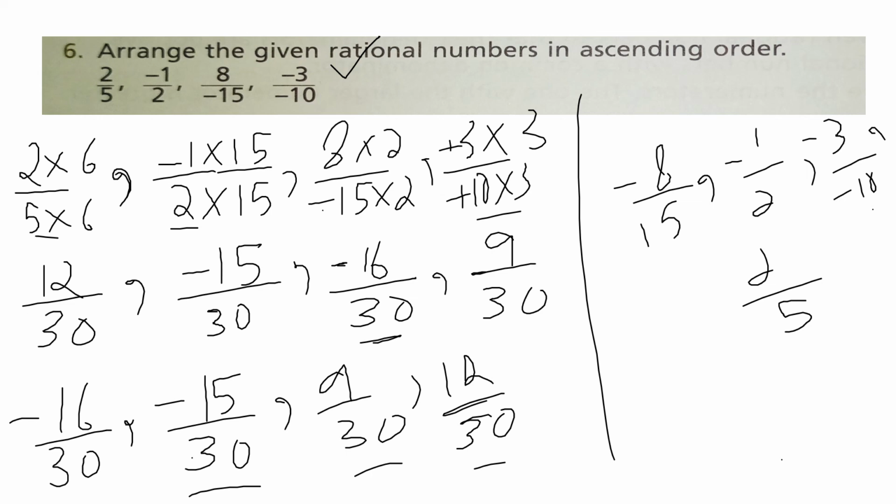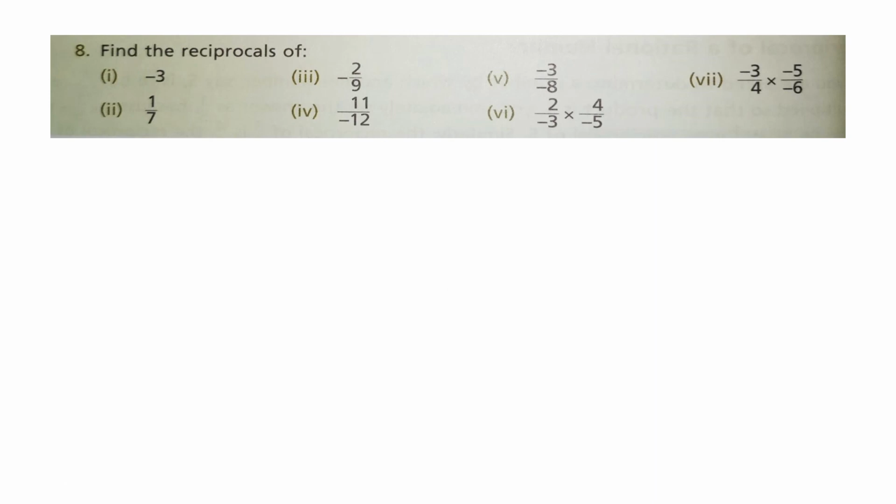Okay, the next question is find the reciprocals of the following. What is a reciprocal? Reciprocal means that you have to reverse or invert the fraction. Means you have to write the denominator in the numerator and the numerator in the denominator. So what will be the reciprocal of minus 3? Here we have nothing in the denominator. It means the denominator is 1. So when you write the reciprocal, it will be 1 by minus 3. Or you can write minus 1 by 3 because always write the negative sign with the numerator. That is the standard form.